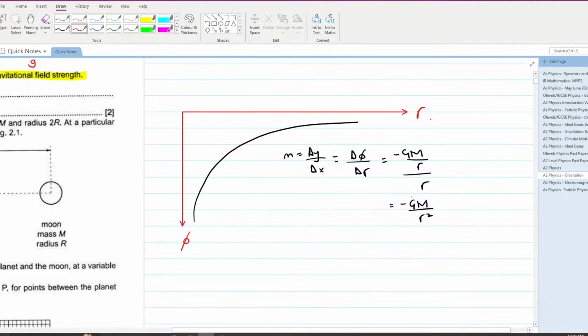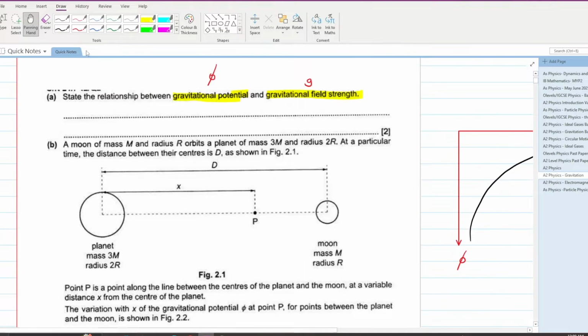If you closely look at this thing, what is this equal to? Gravitational field strength formula. So the gradient of the gravitational potential versus radius graph is equal to the negative of gravitational field strength. We will write it this way.